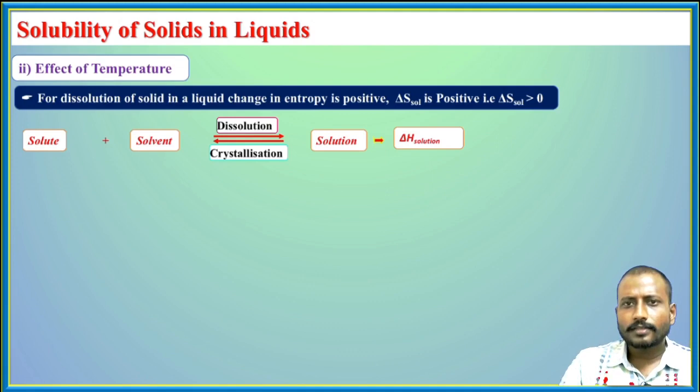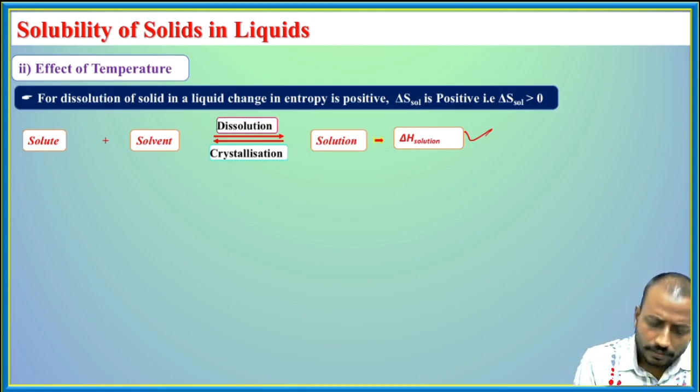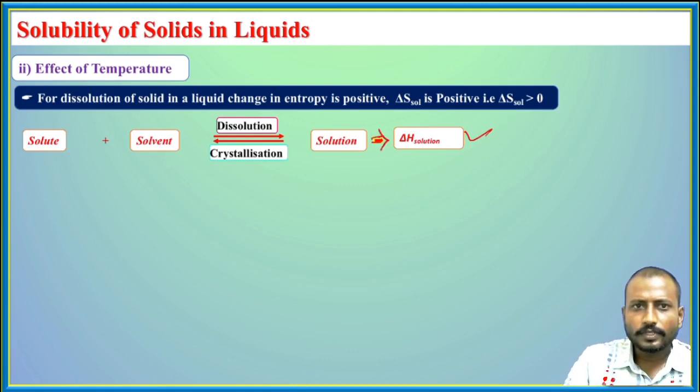Earlier, we discussed that some heat is going to be associated with the dissolution of solids in solvents to make the solution. That is delta H solution. The effect of temperature on solubility of solids in liquids depends on delta H solution. This is not negative, it is an arrow mark. It is printed like that.